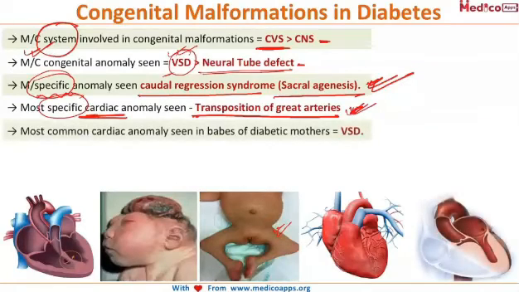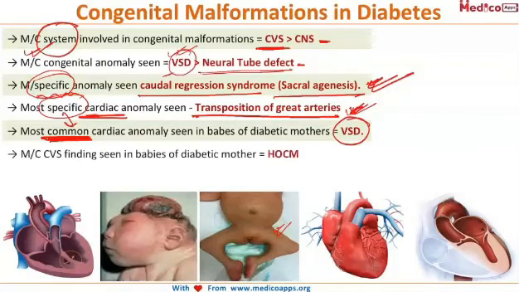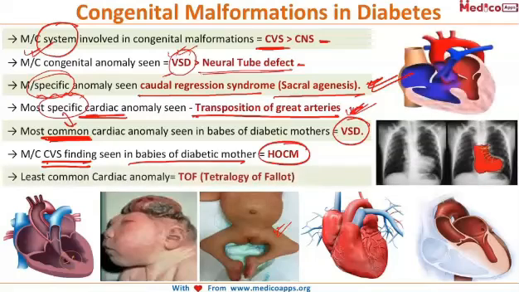Now, instead of specific, if your question is the most common cardiac anomaly seen in babies of diabetic mothers, then it is VSD. Now, there is one another question which you need to differentiate by every word. The most common CVS finding seen in the babies of diabetic mothers, and the answer is HOCM. And the least common cardiac anomaly seen is tetralogy of Fallot. So these are the best examples where a single word changes the question completely. So be very careful about the words of the question.